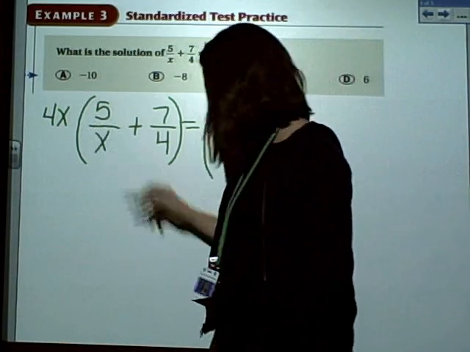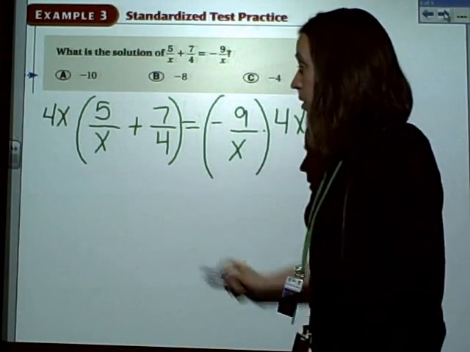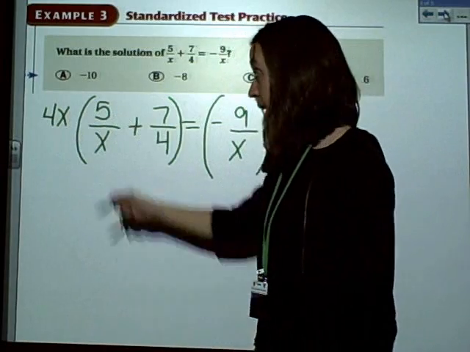Okay, so we have a number on the outside of an expression. We're going to have to distribute.